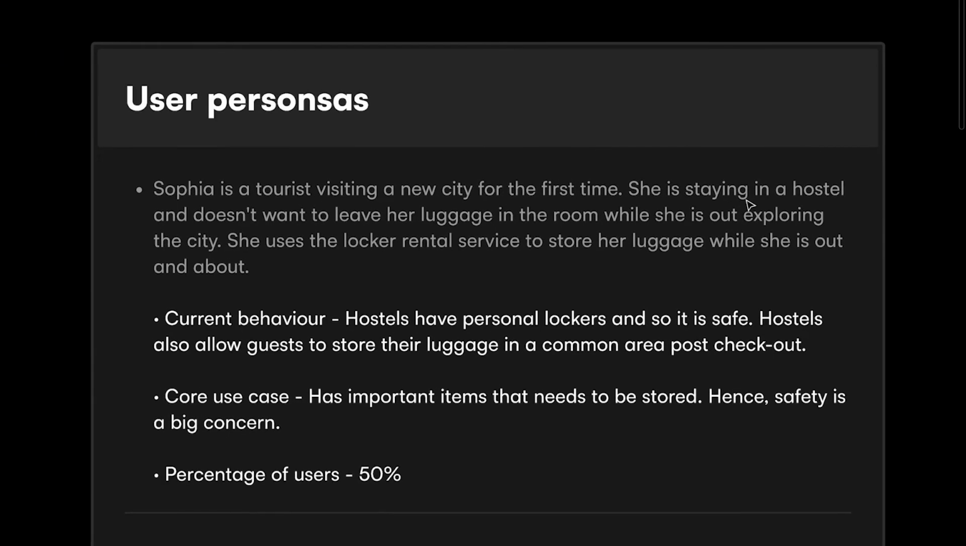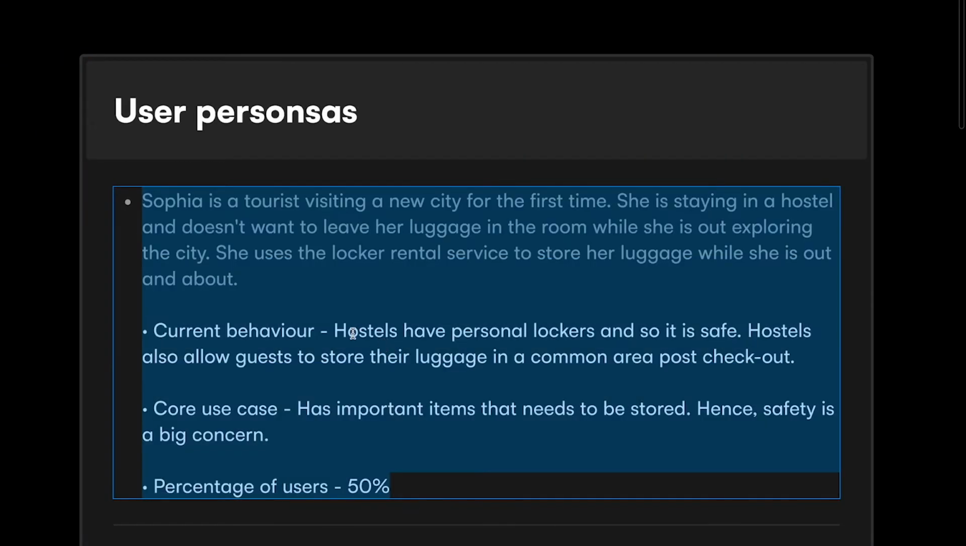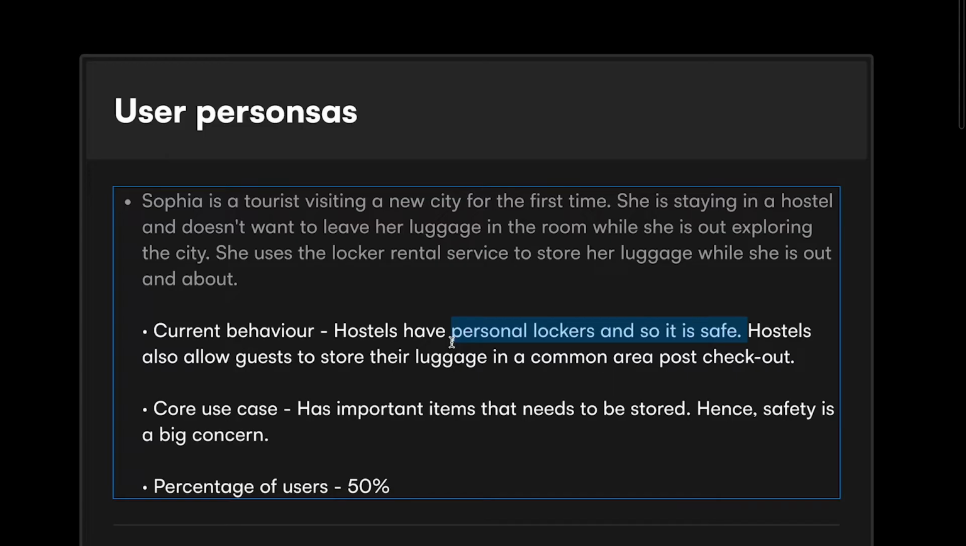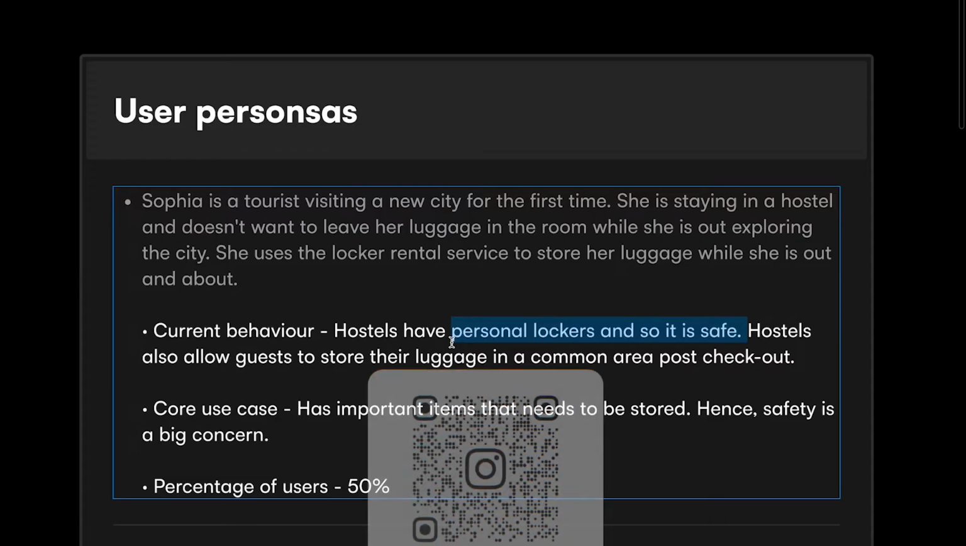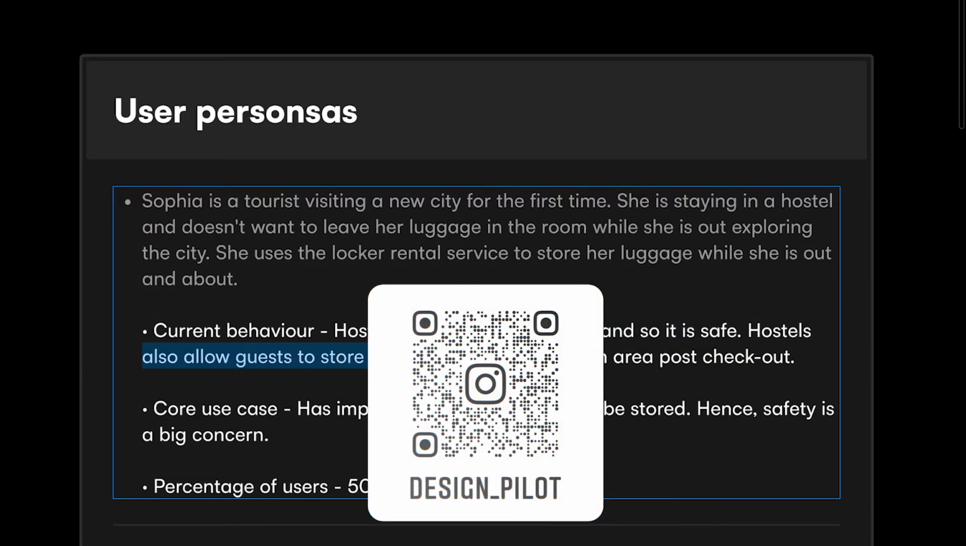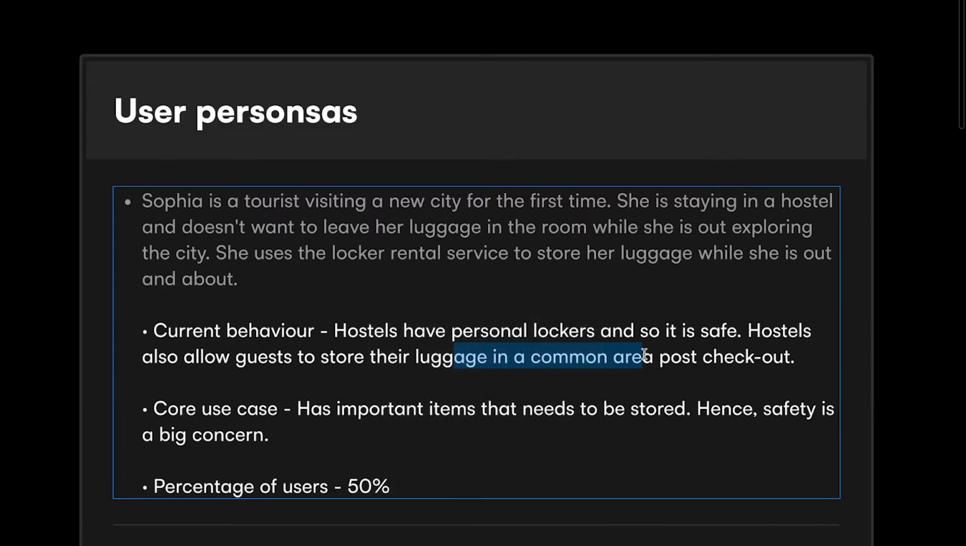Now, most of the hostels, or pretty much all hostels, do have personal lockers, and so it is safe to keep it there, right? Only you will have access to the locker. There are locks that you can bring yourself, or sometimes they're provided by the hostels, right? And hostels also allow the guests to store their luggage in a common area post checkout.